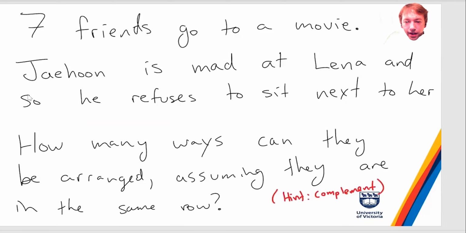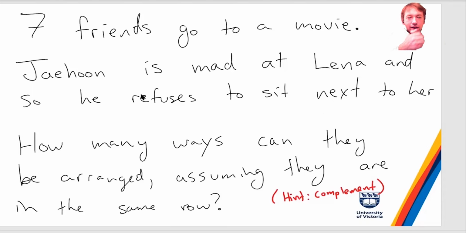Okay, a trickier one. 7 friends go to a movie. One of them, Jaehoon, is mad at Lena, another one of them, and he refuses to sit next to her. How many ways can you arrange these friends, assuming they all sit in the same row, in 7 consecutive seats, so that everybody's happy? Jaehoon doesn't have to sit beside Lena.